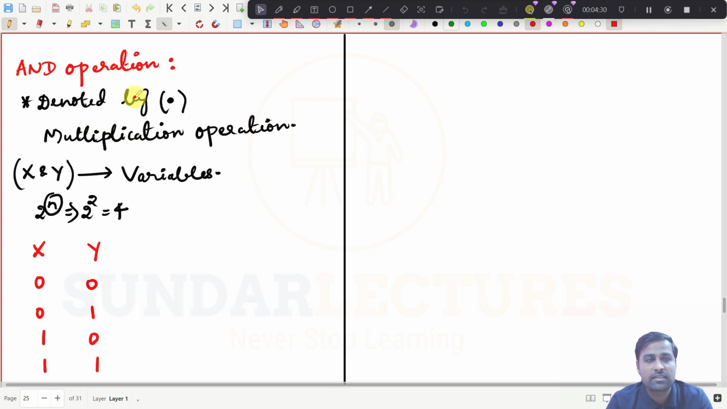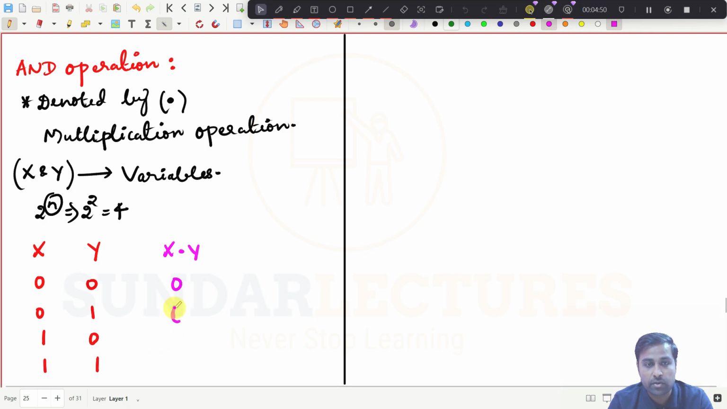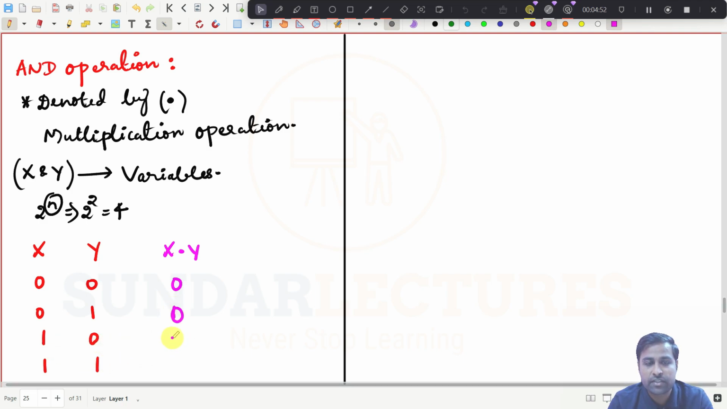What will this AND operator do now? It will do x dot y. It is going to multiply. So 0 multiplied by 0 will be 0. 0 multiplied by 1 will be 0. 1 multiplied by 0 again will be 0. 1 multiplied by 1 will give you 1. That's all. This is the AND operator.